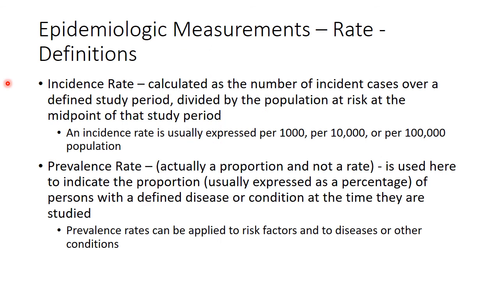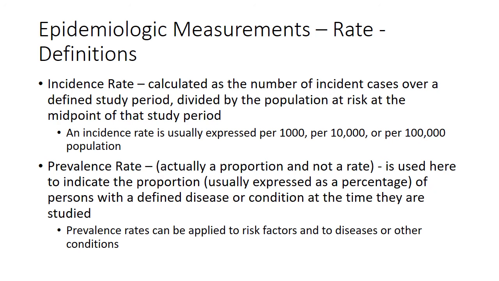So a few more definitions regarding rate. We have incidence rate and then also prevalence rate. Incidence rate is usually going to be the number of incident cases over a defined study period. So again, the number of new incident cases is your numerator divided by that population at risk. Again, usually expressed either per 1,000, 10,000, 100,000 population per year, or whatever your time period happens to be.